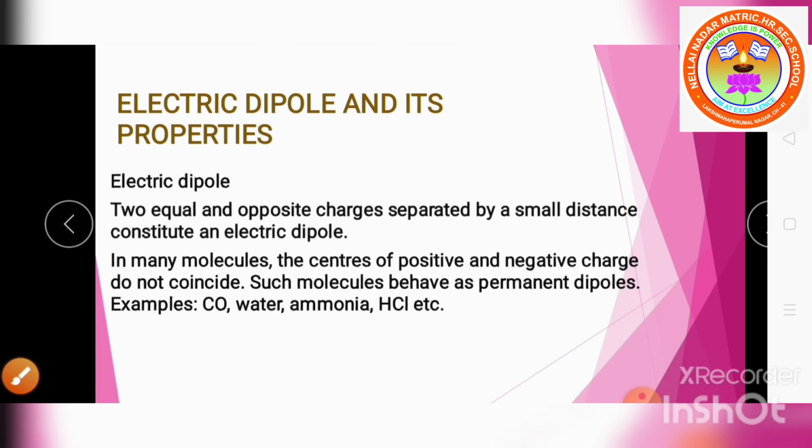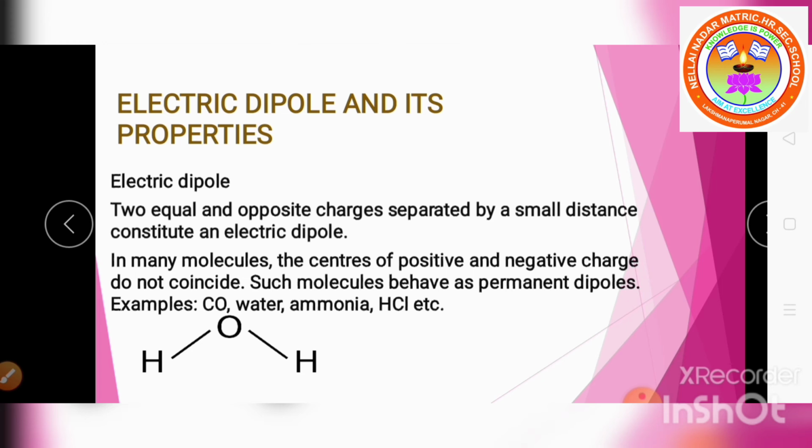In many molecules, the centers of the positive and negative charge do not coincide. Very important here: the centers of positive and negative charge do not coincide. Such a molecule behaves as a permanent dipole. Dipole means there is some distance separation. The molecules where the centers of the positive and negative charge do not coincide are called permanent dipoles.